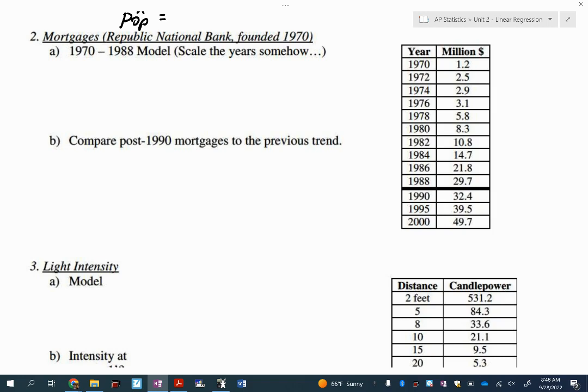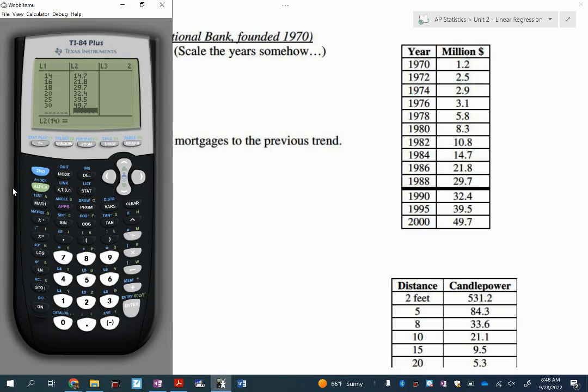So I went ahead and scaled the years from 1970, and it said to use 1970 to 1988. So I'm going to go ahead and delete out my 1990, my last three here, just because it only said to use until 1988. So give me a moment here and clear that out. Let me delete those. So delete, and then the last three over here also delete.